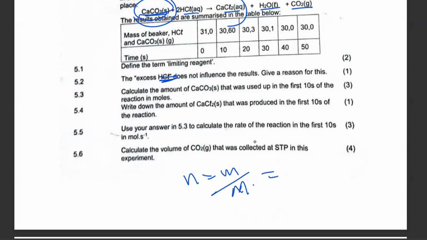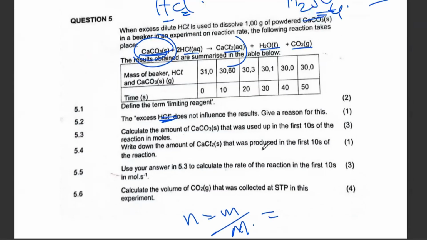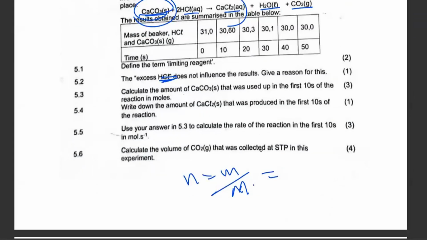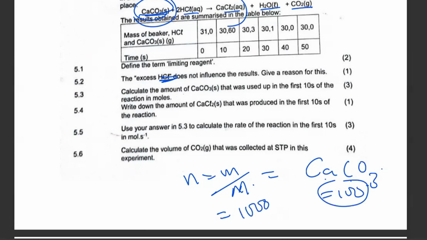I need to find out the molar mass of calcium carbonate. 16 times 3, plus carbon, plus calcium which is 40, so it's going to make 100. The molar mass is 100. They said 100, not 1000. And then what is the mass of calcium carbonate?